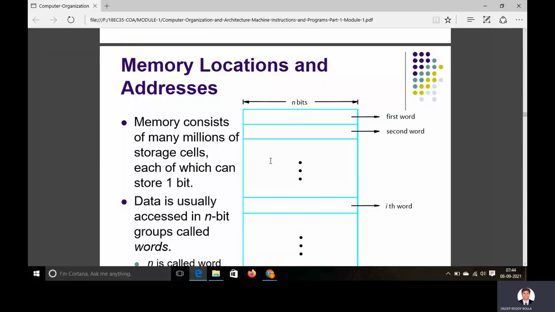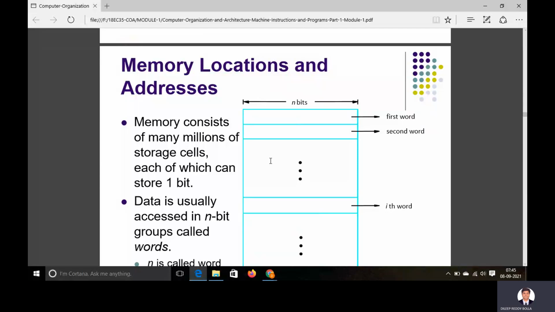Now looking at this diagram, we can say that the m number of words, each of n bits, can be represented by a unique address. So if you have 2 power 16 lines, we can represent 65,536 memory locations. That's the capacity the memory will have. If it is 1K, we have addresses from 0 to 1023.